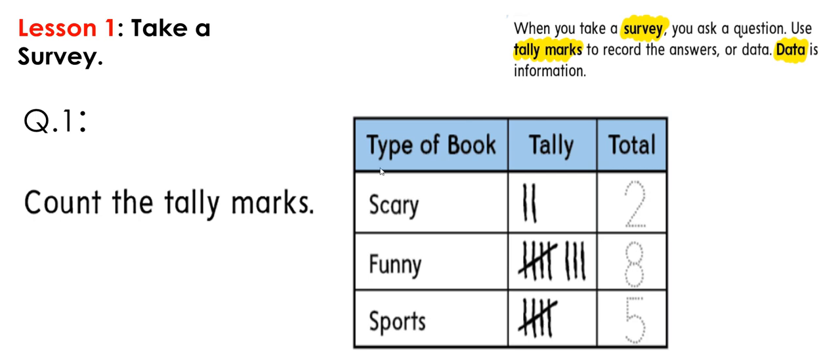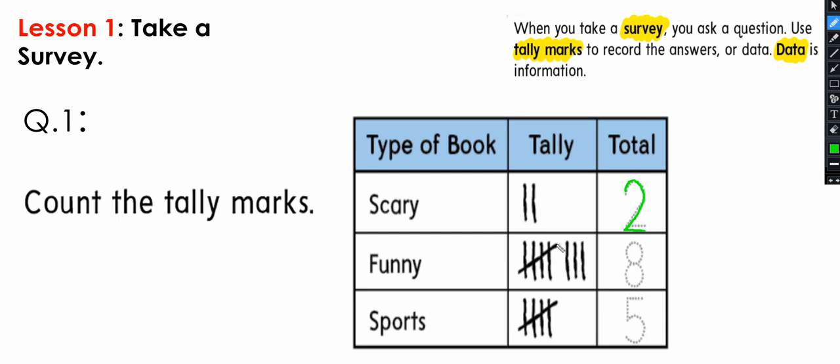And now we can count the tally marks. The survey was about the type of book. How many people said that they like scary books? Can you count the tally marks? 1, 2. So 2 people said that they like scary. What about funny? I also like funny books.